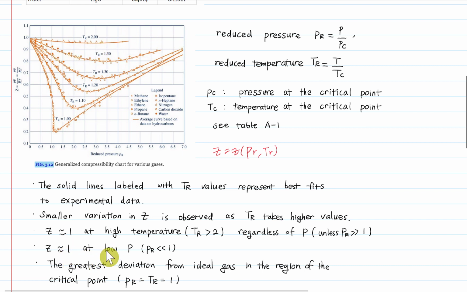Z also approaches 1 at low pressure. The X-axis represents reduced pressure, so as the pressure approaches 0, the Z value approaches 1. The Z value is smallest at the critical point, where the reduced pressure is about 1 and the reduced temperature is about 1. All gases approximately have the same value of Z at the same reduced temperature and pressure. However, the chart should be used to estimate the PVT data, pressure, specific volume, and temperature data, if all that is known about the gas is the critical pressure and temperature.